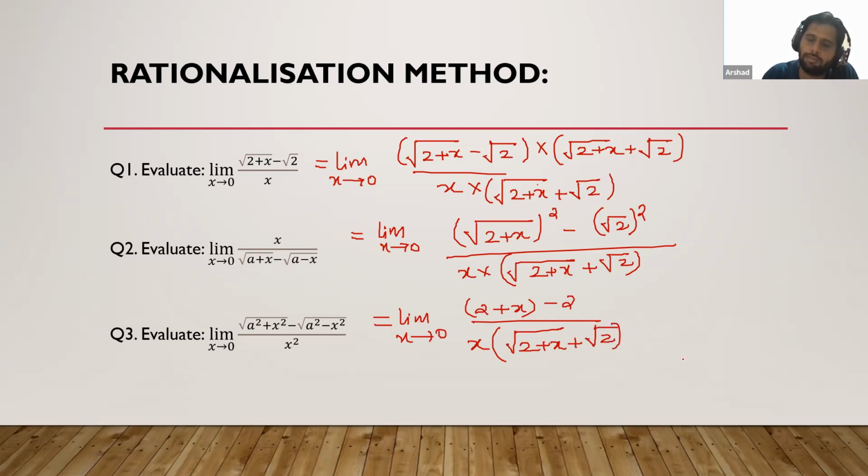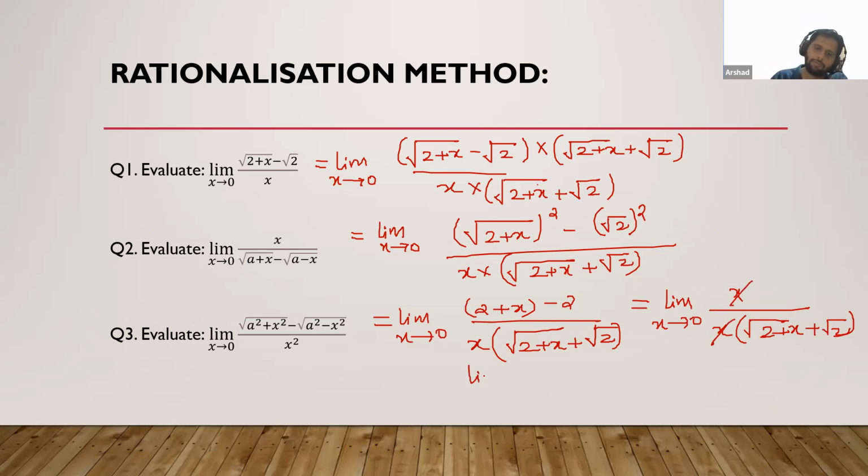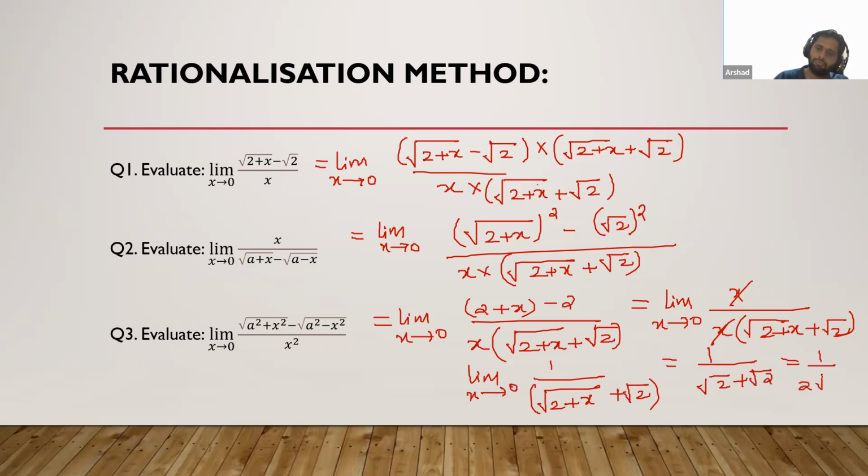Now open this bracket, so you will get what? Limit x tends to 0. This 2 will get cancelled out, so you will get x in the numerator, x under root 2 plus x plus root 2. Cancel out this x. So finally, you will get limit x tends to 0, 1 by under root 2 plus x plus root 2. Put this value of x, so you will get 1 by under root 2 plus root 2. So the final answer is 1 by 2 root 2.